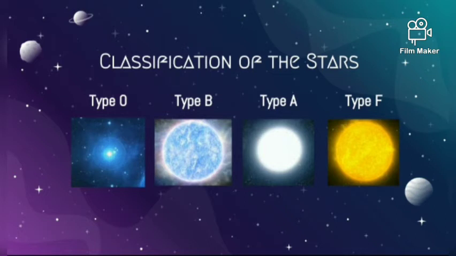Type B stars. Type B stars are shiny and blue. They are so energetic. They only live for a relatively short time.